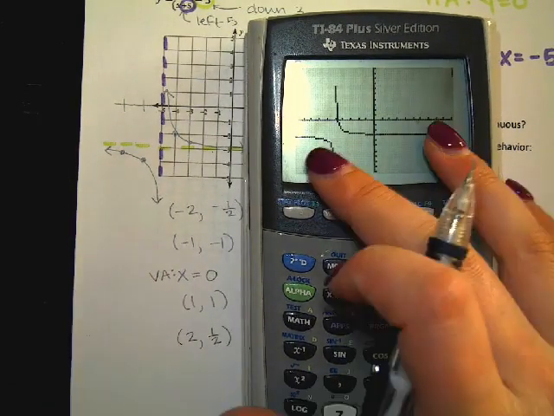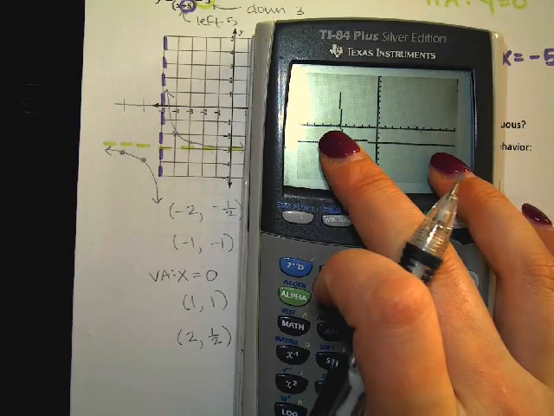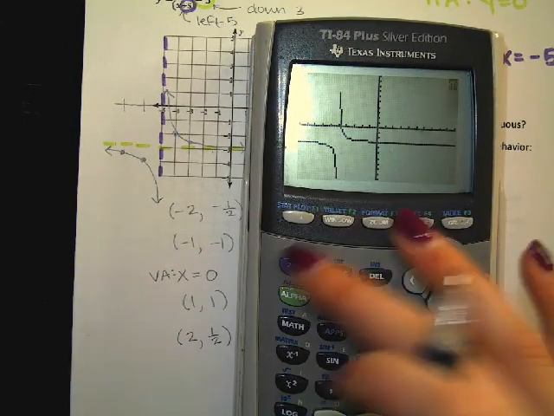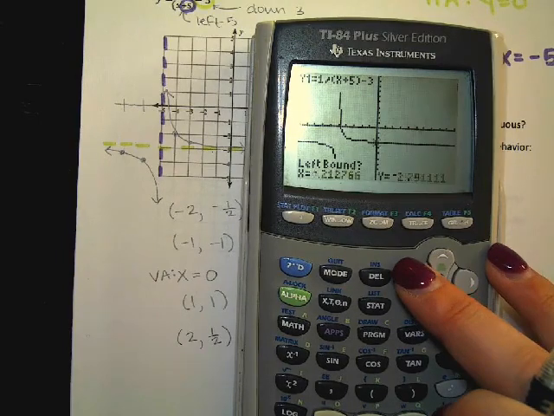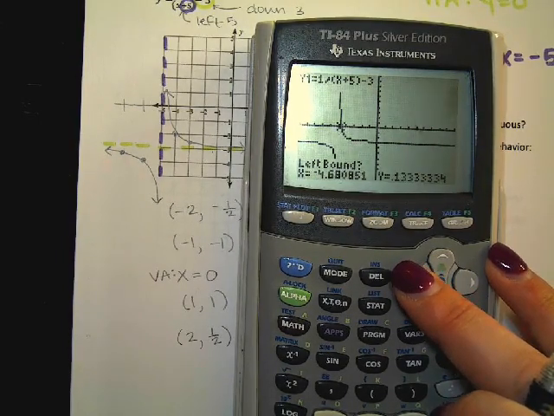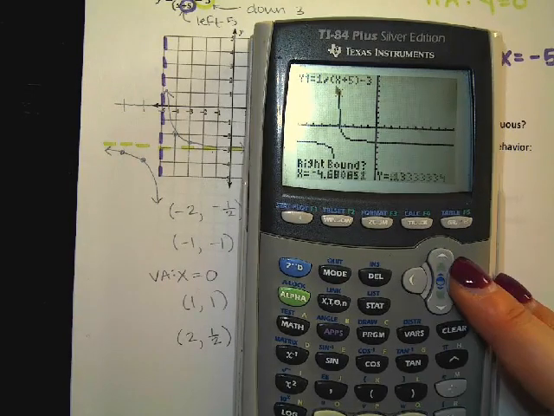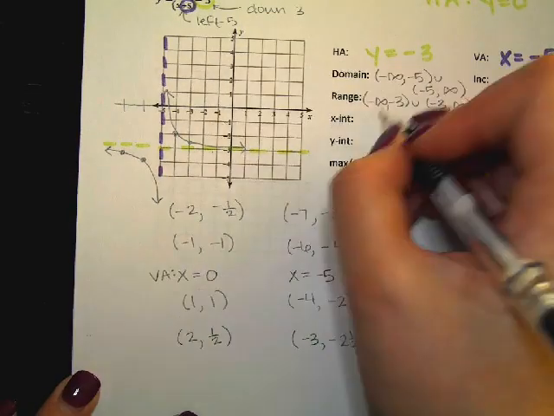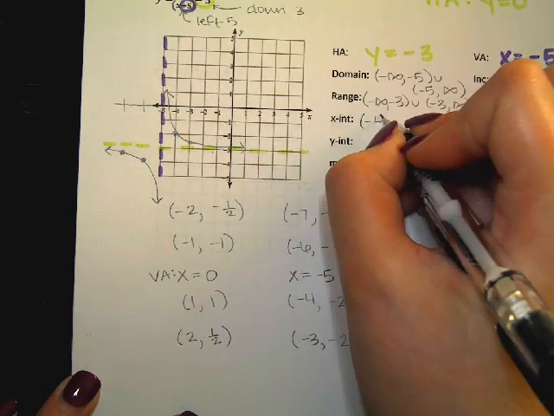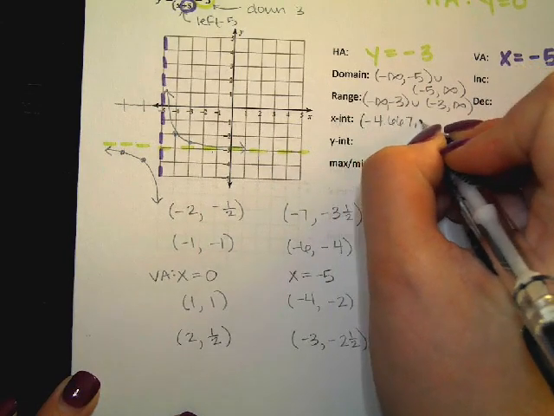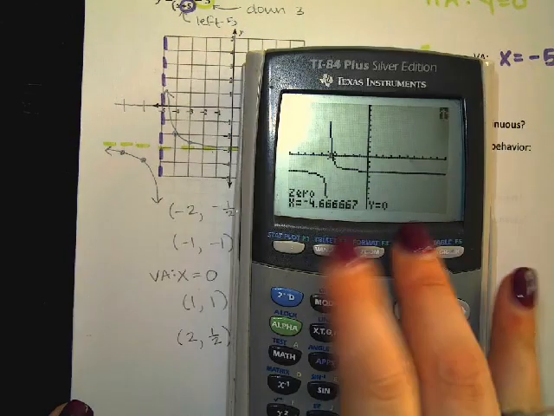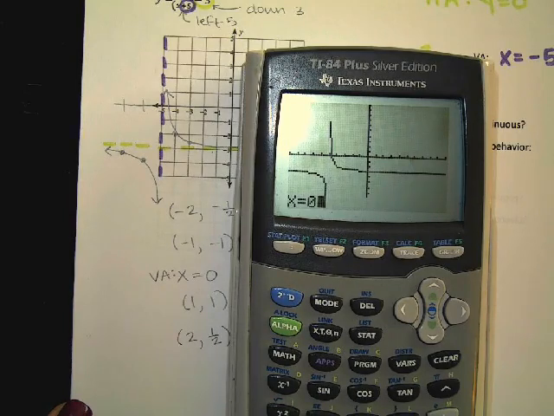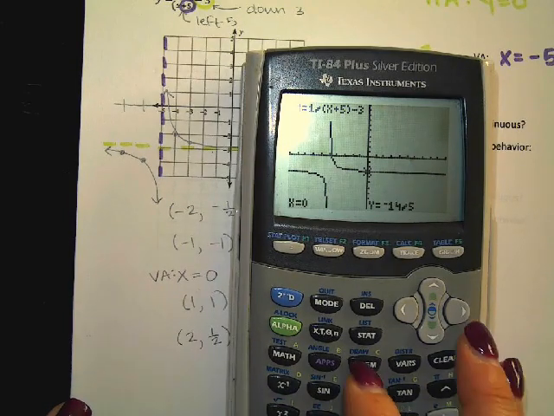All right, so I can see my x-intercept is right there. I'm going to go ahead and do second trace, option number 2. So there's my left bound, there's my right bound. So x-intercept is negative 4.667. Plug in 0 to find the y-intercept.